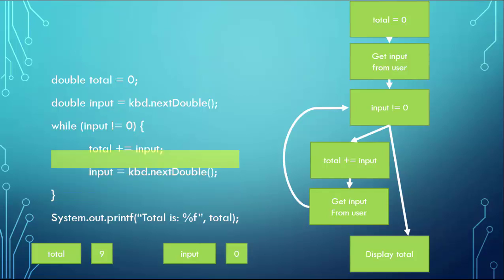We go to the bottom of the loop. We go up, we look at that condition, 0 is not equal to 0, that's false, so our loop is done. We're going to continue with the rest of the program and display the total 9 on the screen.